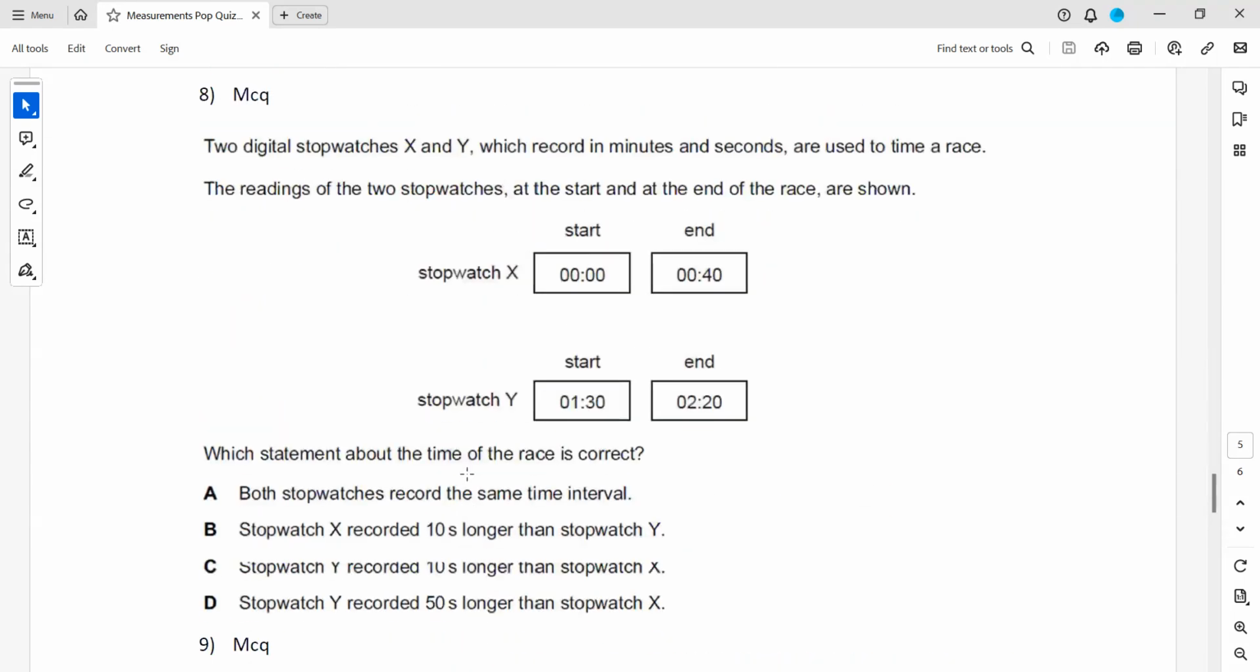Question 8. Two digital stopwatches X and Y, which record in minutes as well as in seconds. The readings of the two stopwatches at the start and the end of the race are shown. Which statement about the time of the race is correct? Stopwatch X is recording 40 seconds. Stopwatch Y starts at 1 minute 30 seconds and ends at 2 minutes 20 seconds, so that is a 50-second interval.